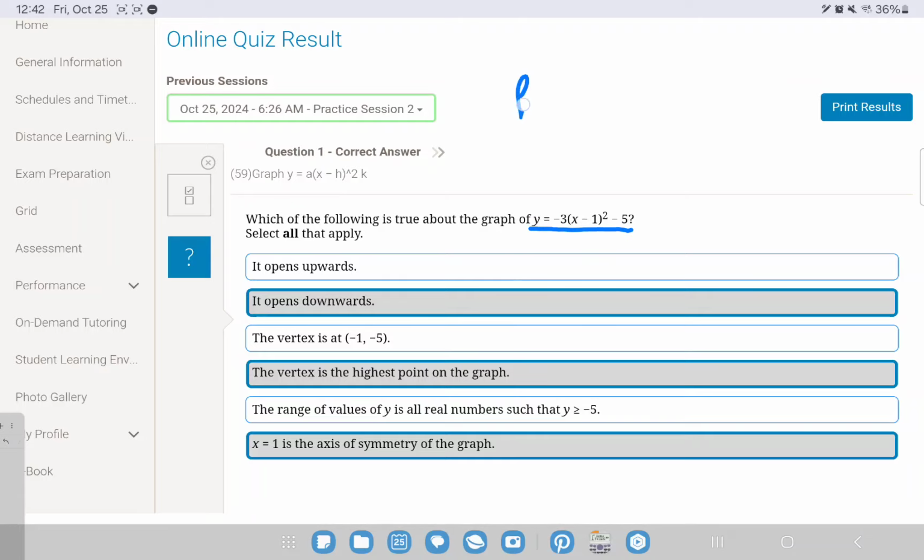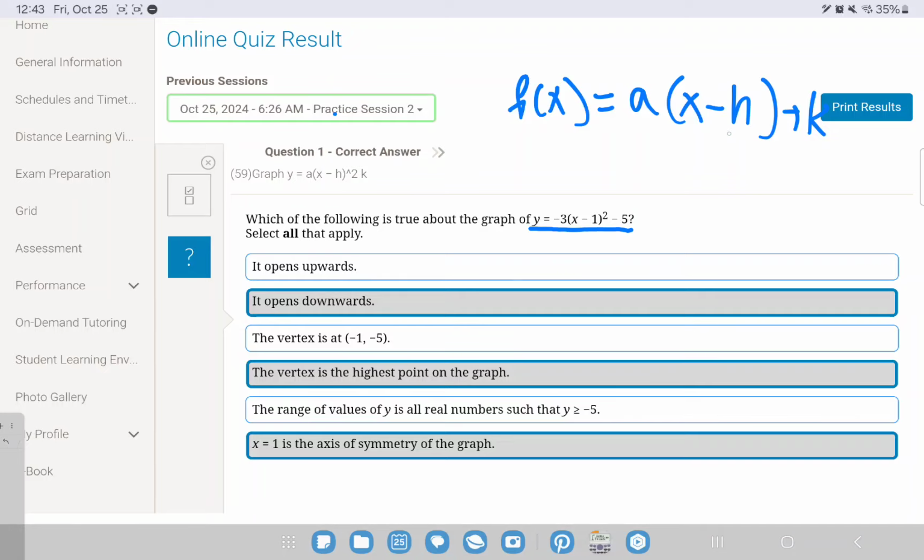Now we know this graph looks like the canonical form, which is y equals a(x minus h)² plus k. That's your form. What we know is that a is how much it shrunk or stretched. And by the way, shrunk in algebra means got bigger and stretched means got smaller or narrower. It's the opposite of what we usually know them as in English.